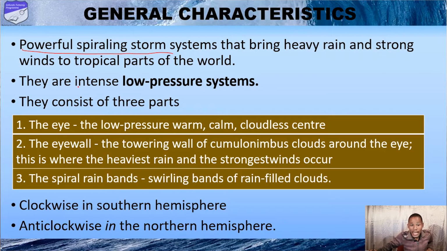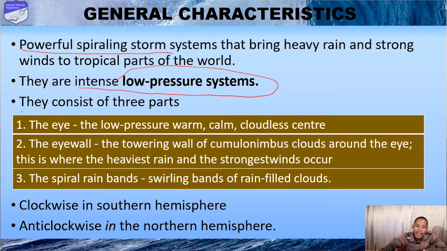Number two, the intense low pressure system. This point is similar to the previous one. These are powerful, intense low pressure systems. They are much stronger than the mid-latitude cyclones. Now they consist mainly of 3 parts. There's another 4th part, but I'm not going to mention it in my lesson. So it consists of 3 main parts.